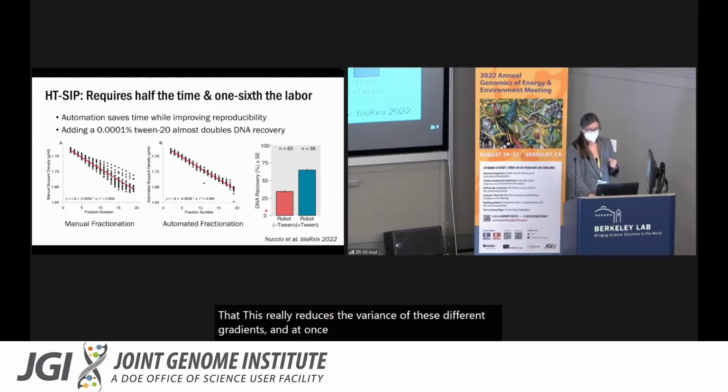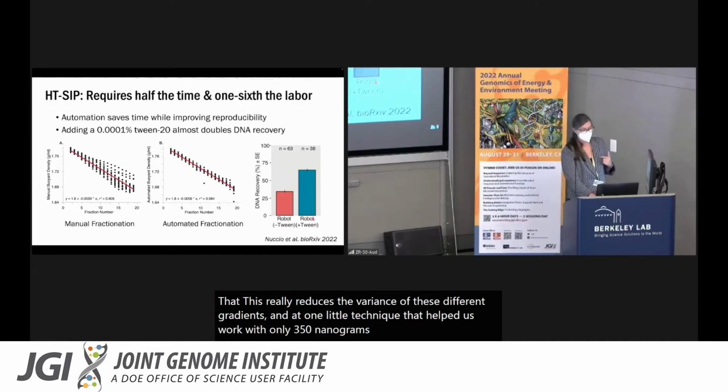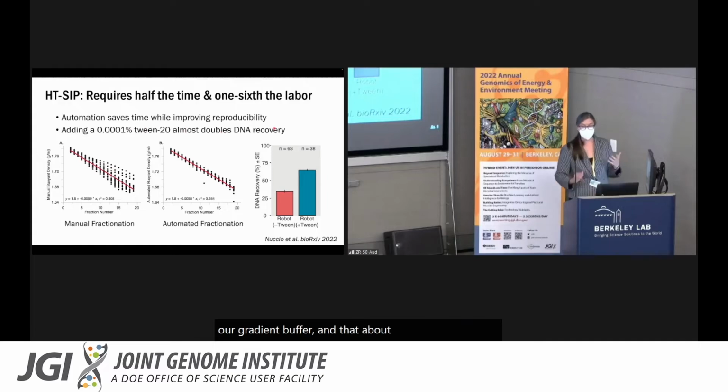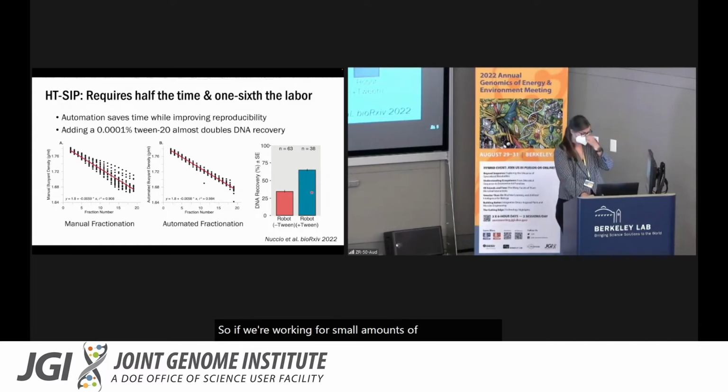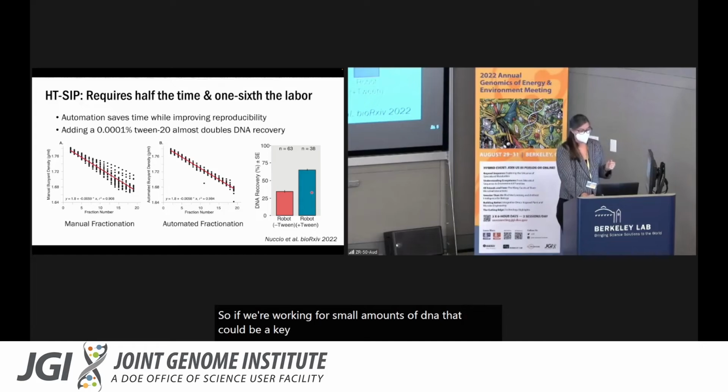And that one little technique that helped us work with only 350 nanograms of DNA is we added a teeny tiny amount of Tween to our gradient buffer, and that about doubled our DNA recovery. So for working with small amounts of DNA, that could be a key development.